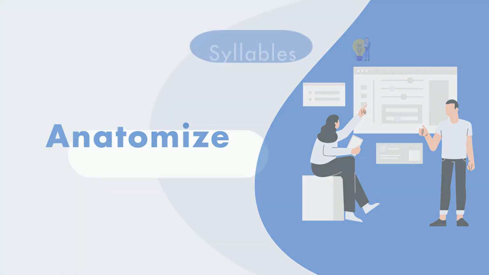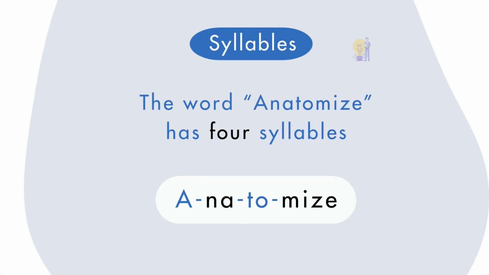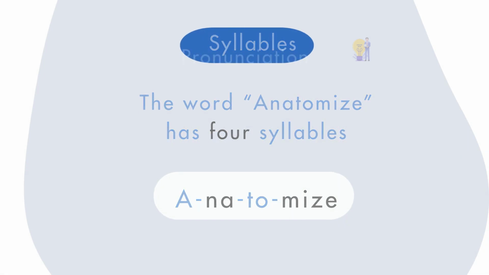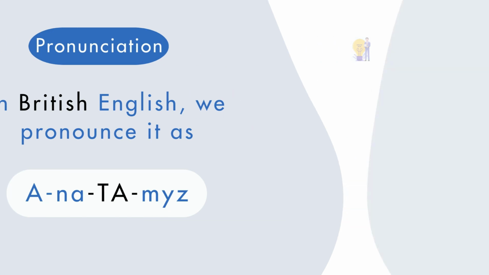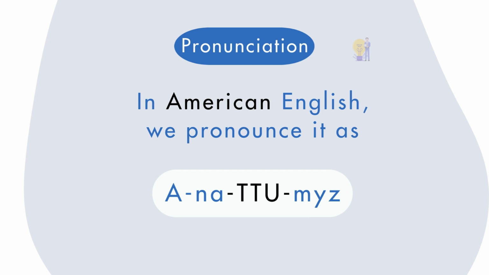Anatomize. Anatomize has 4 syllables, and in British English we pronounce it as anatomize. In American English we pronounce it as anatomize.